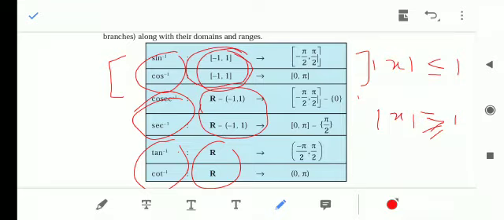So far as the range is concerned, you can see that for sin inverse x, cos inverse x, cosec inverse, sec inverse and tan inverse, cot inverse alternatively, the range is minus pi by 2 to plus pi by 2 and 0 to pi. In the first two, it is minus pi by 2 to plus pi by 2 for sin inverse x and 0 to pi for cos inverse x. In the case of cosec and sec, it is again minus pi by 2 to plus pi by 2 and 0 to pi, but the middle term, that is 0 and pi by 2, is excluded.